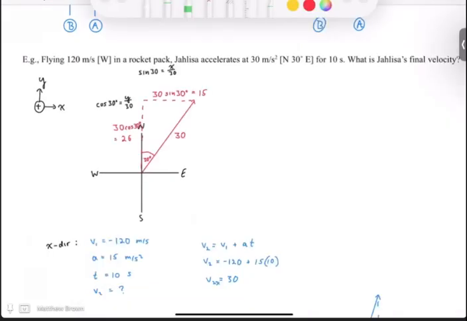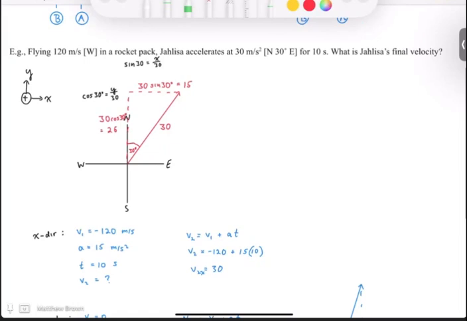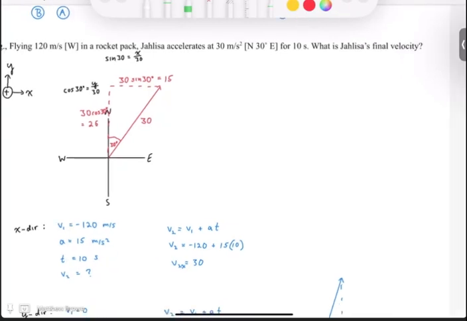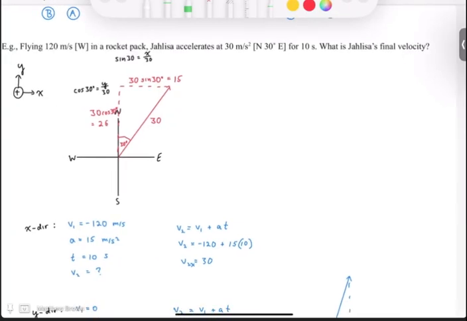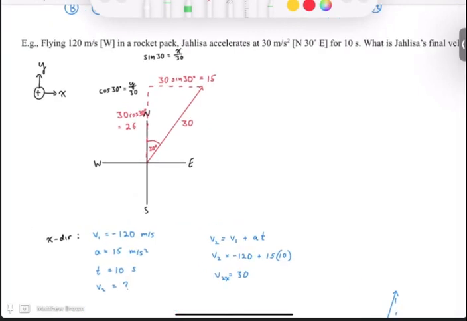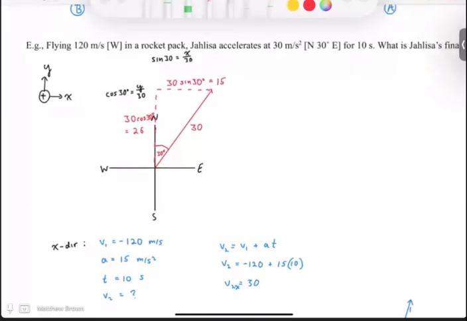Okay, so for this problem, we have someone in a rocket pack, which seems pretty cool. They're going 120 meters per second west. Then they accelerate 30 meters per second squared, north 30 east, for 10 seconds. We want the final velocity. So what I did first is I took the acceleration and broke it into components. I need to look at the x component and y component separately for problems like this.